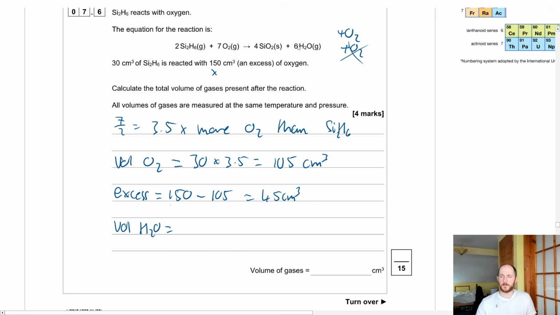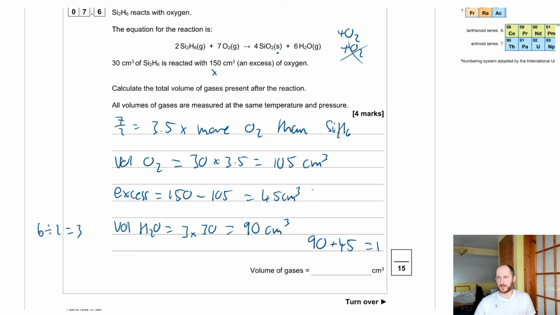Again, if we look at how much bigger it is, it goes from 2 to 6. What's 6 divided by 2? It's 3 times as much, so that's 3 times 30, which is 90 centimeters cubed. And lastly, oh no, that's a solid, so we don't need to do it. So again, the gas is present. It's not just water vapor. There's an excess of oxygen. So the gases is just going to be 90 plus 45, which is 135.